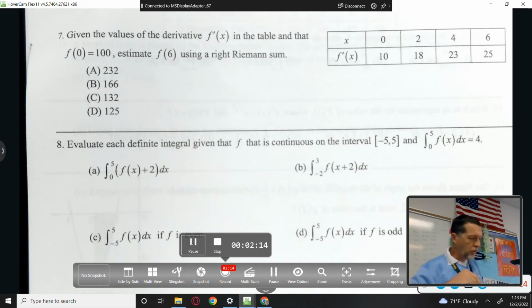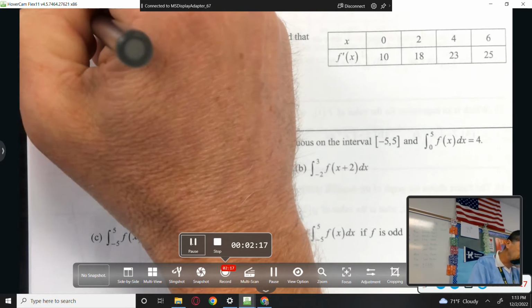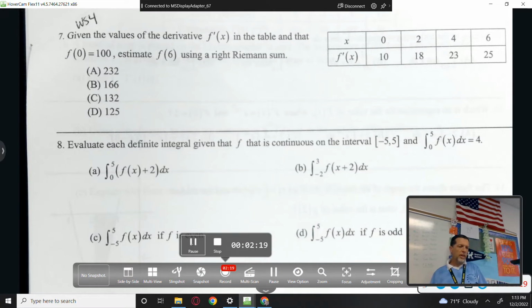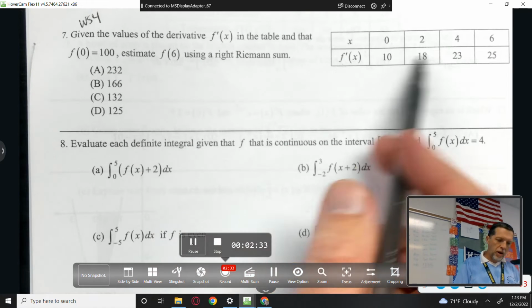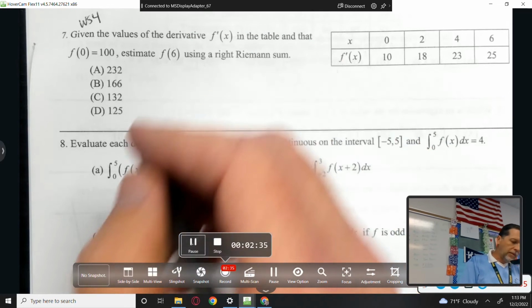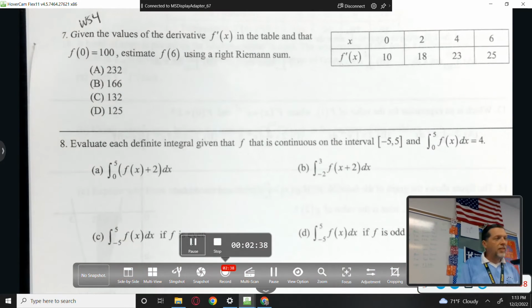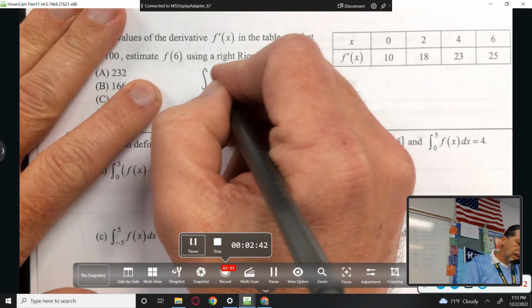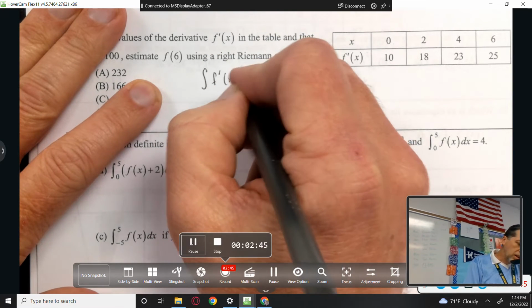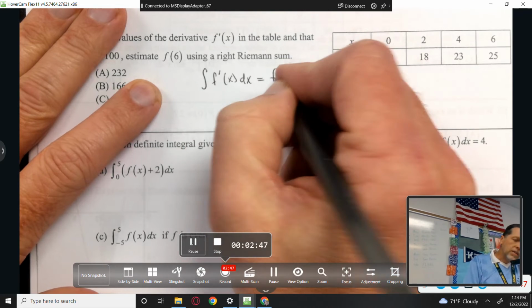If we look at worksheet 4, number 7. Given the values of the derivative f prime in the table, and that f of 0 equals 100, estimate f of 6 using a right-Riemann sum. So I want something with f, and I know f prime. How do I get from f prime back to the f that I want? Antiderivative f prime to get to f.